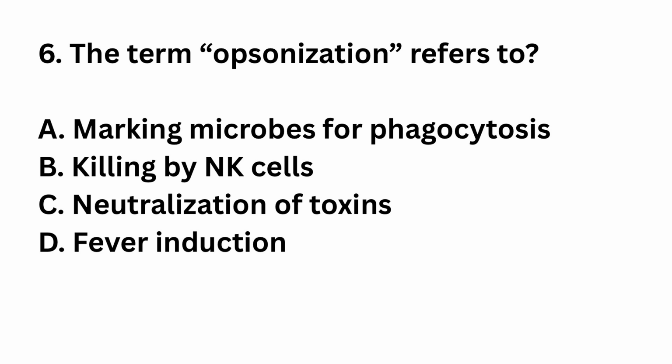Question number 6. The term opsonization refers to marking microbes for phagocytosis, killing by natural killer cells, neutralization of toxins, fever induction. The right answer is option A, marking microbes for phagocytosis. Microbes are coated with molecules that enhance phagocytosis. C3b and IgG are the main opsonins.